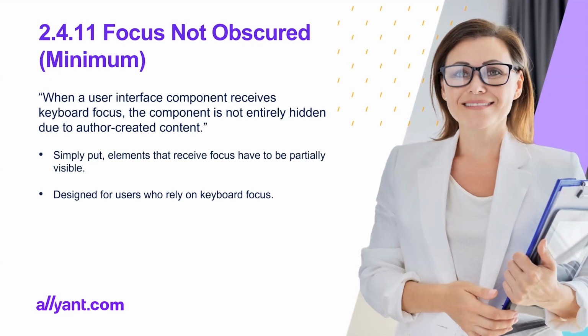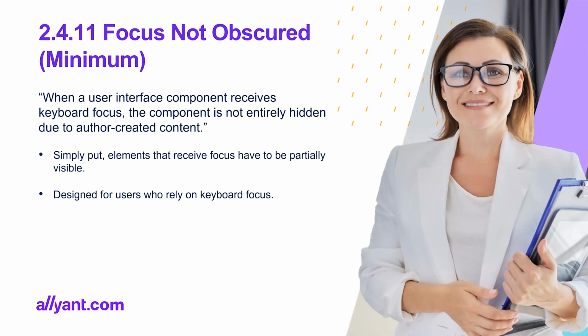The easiest example to think about is a sticky header or a sticky footer, something that moves with you as you scroll up and down through the page. Well, if you can tab onto, let's say, a submit button, that submit button has to at least be partially visible. It can't be completely covered over by the sticky header or sticky footer, whatever it may happen to be.